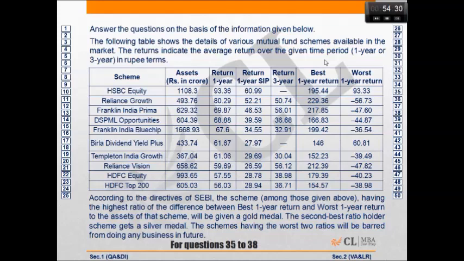Okay, the data set looks easy to understand. Assets, return 1 year, 3 year, best returns, worst returns are given according to SEBI directive. This case also can have percentage change questions. This data set can have percentage change and comparison questions. I don't think it should be an issue. Can be considered.